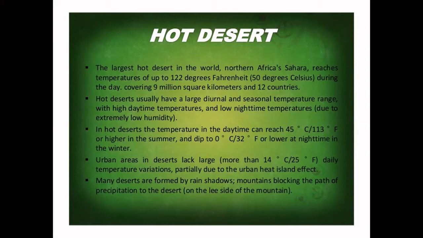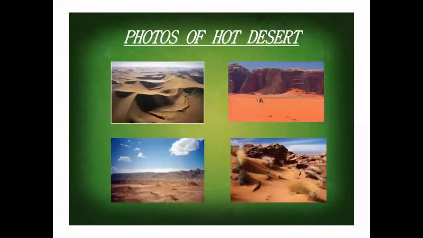Urban areas in the deserts lack large daily temperature variation due to the urban heat island effect. Many deserts are formed by rain shadows, mountains blocking the path of precipitation to the desert. These are the reasons how they are formed. These are some pictures of hot deserts across the world.